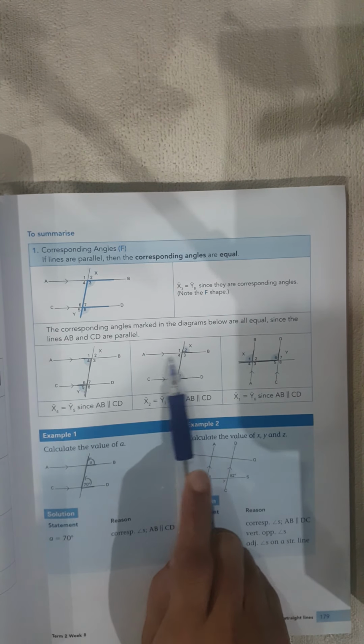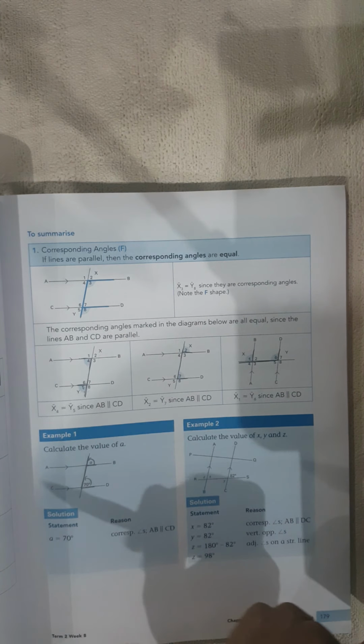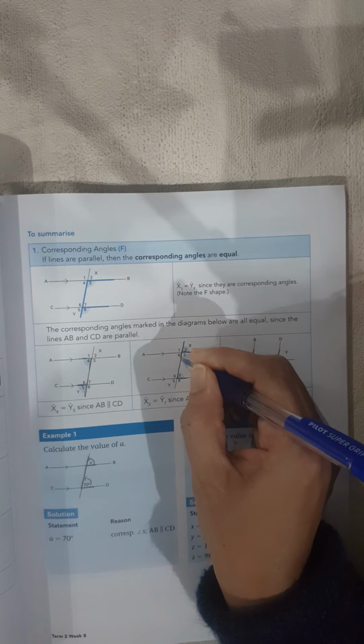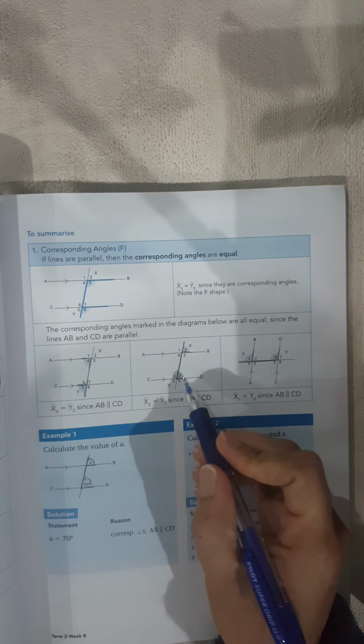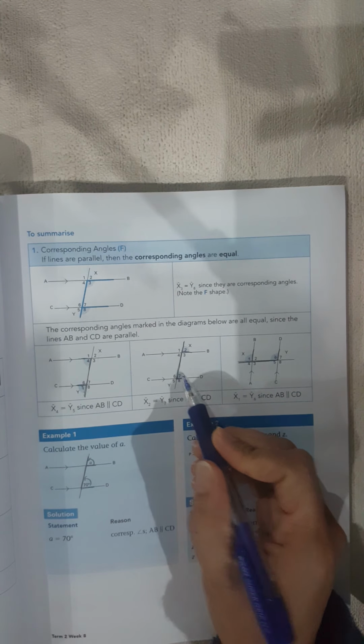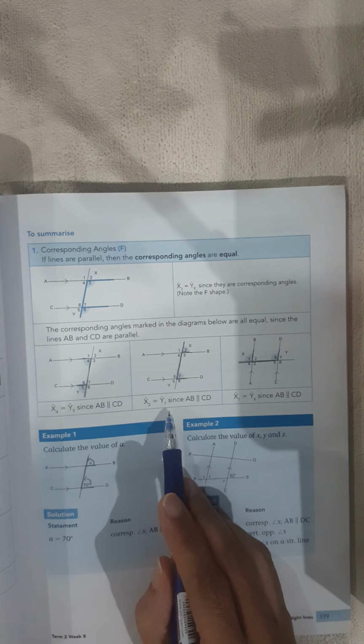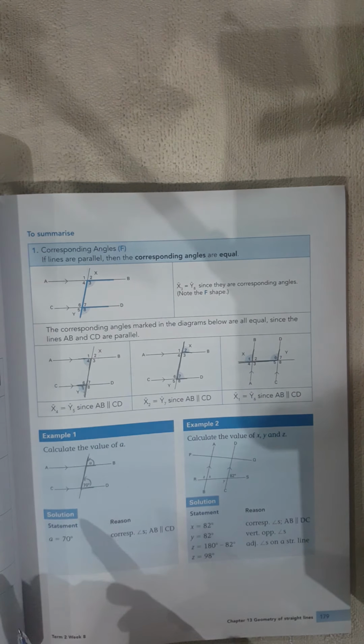If you look at another set of parallel lines, you've got AB parallel to CD. Now they're showing us these two angles here, which are on the other side. So you draw the F like that, and then inside the first line of the F, this angle is equal to that angle. X2 is equal to Y7 because AB is parallel to CD.